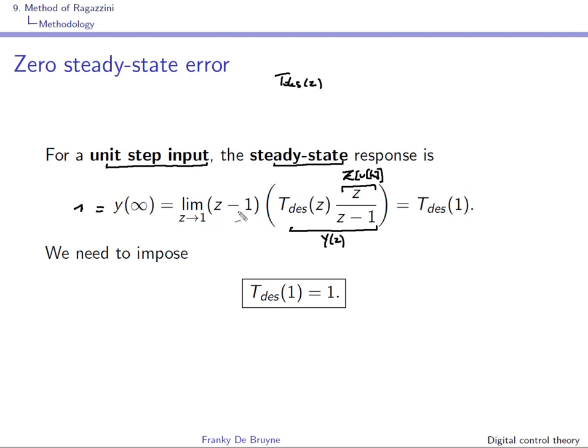If you take this limit, you can easily see that this is T desired evaluated in Z is equal to 1, right? And this is equal to 1. So this is the constraint that we have to impose, but this is really saying that the static gain, remember that we obtain the static gain by taking the desired transfer function and evaluating it in Z is equal to 1, and it must be 1, right? So this is an obvious constraint that we should not forget in order to impose a zero steady state error.